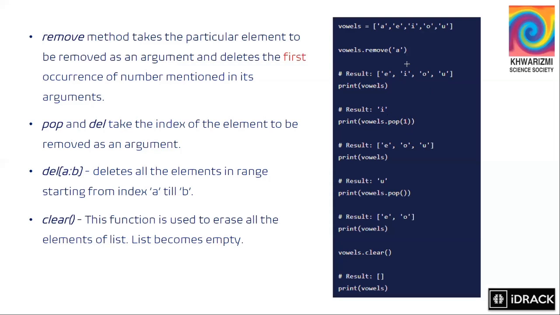So what you get now, if you print the whole vowels, would be EOU. And if you printed just this, vowels.pop(1), it's going to, like here, just give you an I. So it's going to tell you what it popped out.